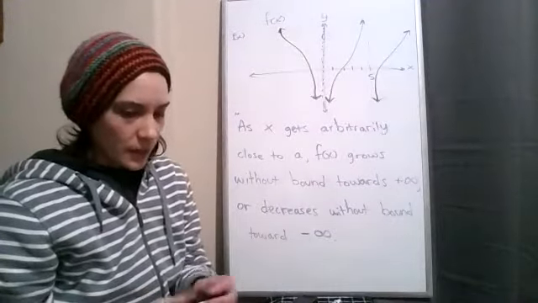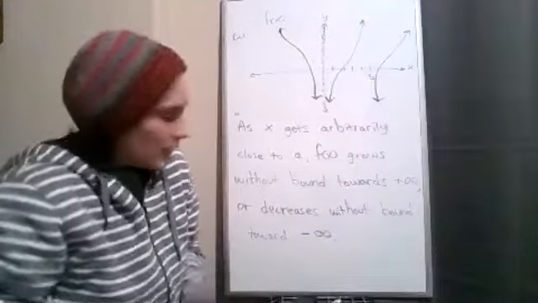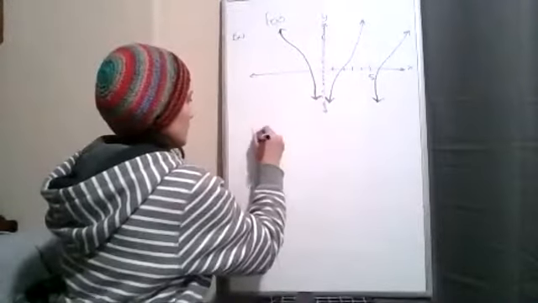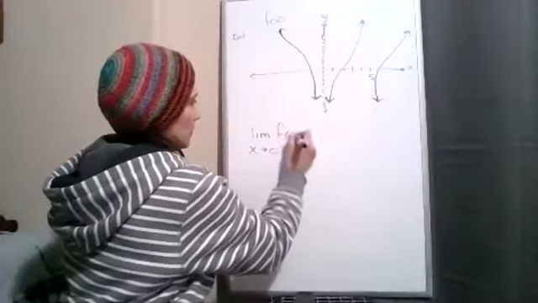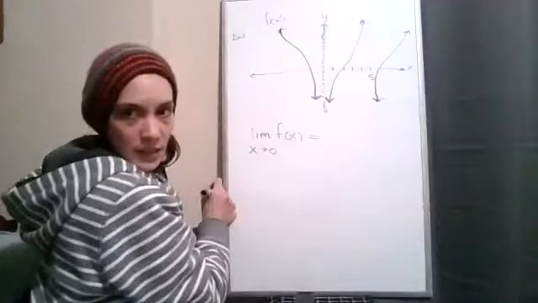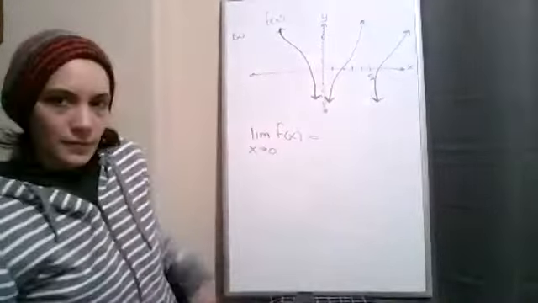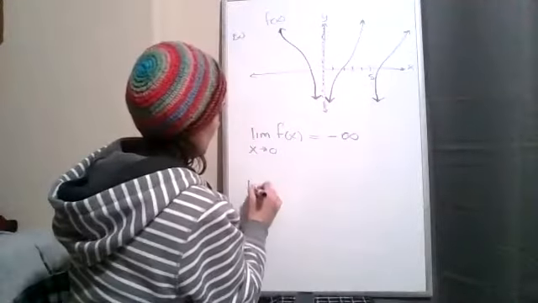Cool. So let's get the limit as x approaches 0 from both sides. Anybody want to tell me the answer? Yeah, negative infinity. Thank you.